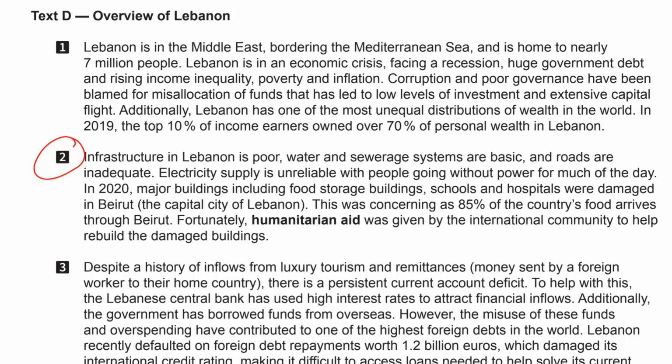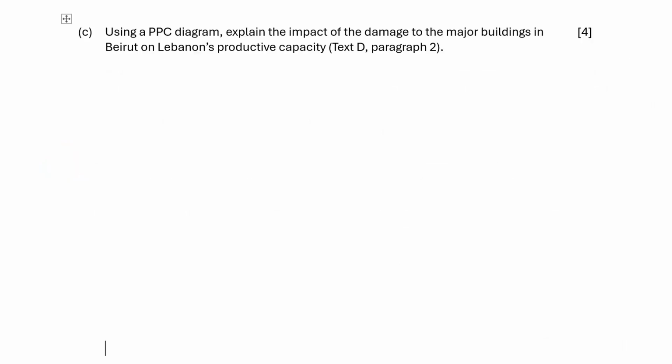So in 2020, major buildings, including food storage rooms, were damaged in Beirut. This was concerning, as 85% of the food arrives through Beirut. Unfortunately, humanitarian aid was given to the damaged building. Right.